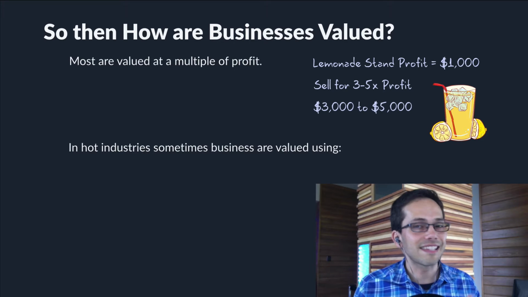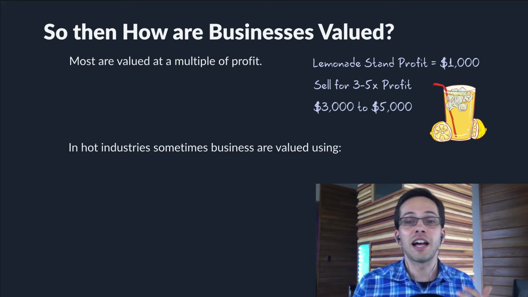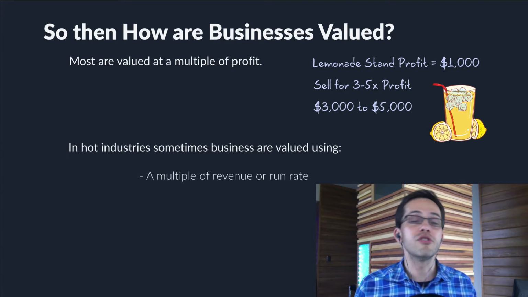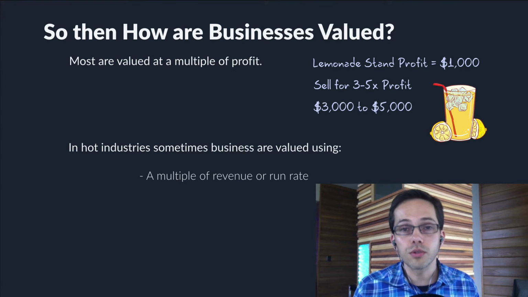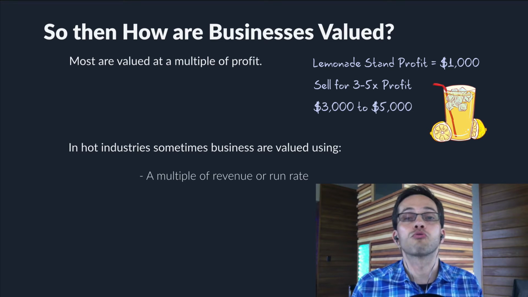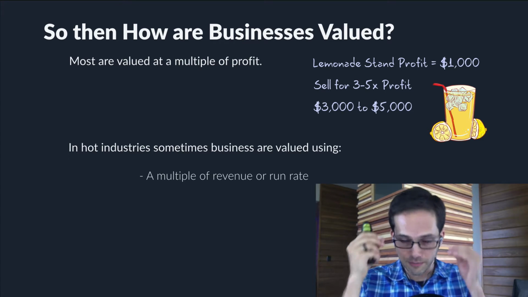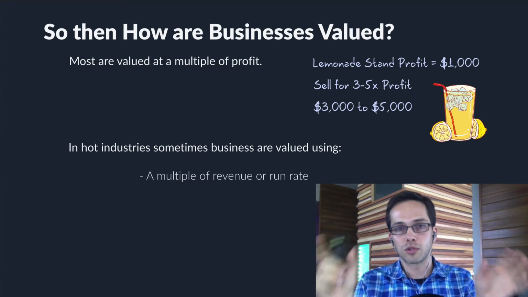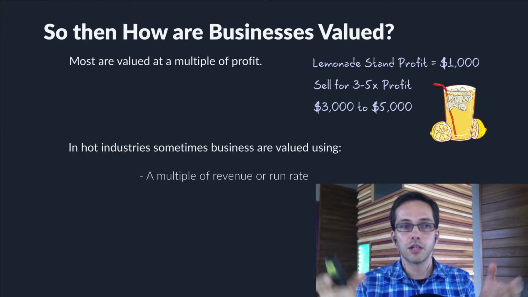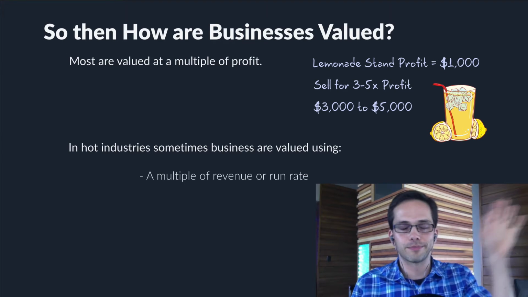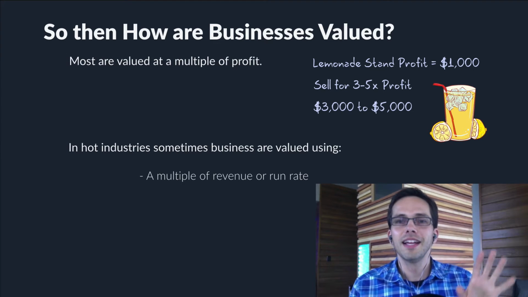In hot industries like tech, businesses are valued using other things sometimes, like a multiple of revenue or run rate. Code School sold for 5 to 6 times its run rate, which, in case you're wondering, is you take the last month's revenue and you multiply that times 12 to get your 12-month run rate, because we're dealing with recurring revenue. But don't worry if you don't get that.